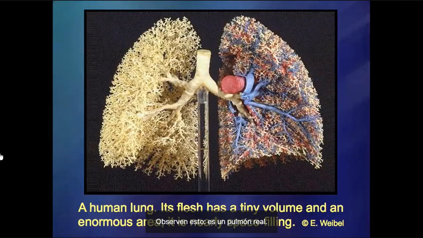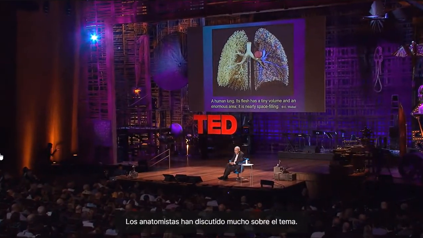Now look at that. That's a real lung. Now a lung is something very strange. If you take this thing, you know very well, it weighs very little. The volume of a lung is very small. But what about the area of the lung? Anatomists were arguing very much about that.